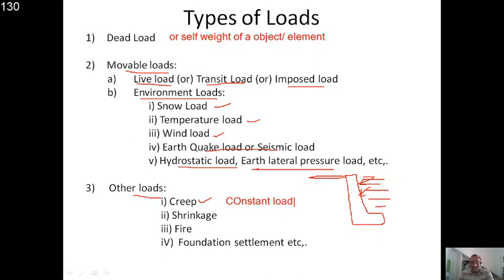That means the same load you have been experiencing for many years, but if I say that you have to stand for 25 minutes, you are not able to stand after 5 or 10 minutes. That means you cannot bear the same load for a prolonged time in the same position. Hence, that type of situation is known as creep. Similarly, shrinkage, fire resistance and differential foundation settlements will also act on your structure.